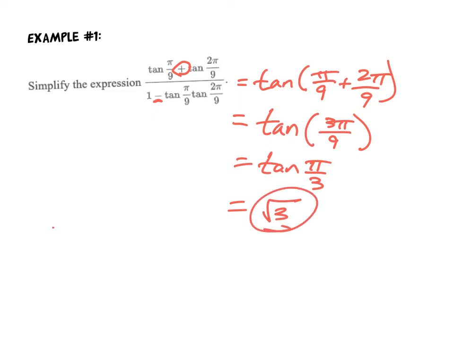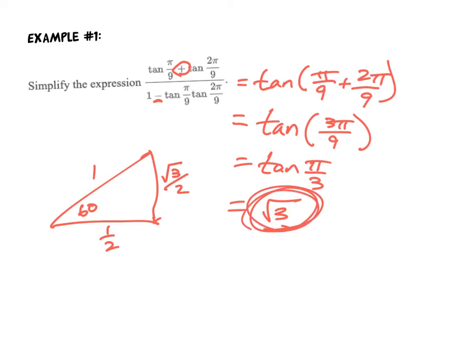And the reason why I know that is because if I have a 60-degree angle, which is pi over 3, the side opposite is root 3 over 2. This is 1/2, and this is 1. So then the tangent is root 3 over 2 divided by 1/2, which simplifies to root 3. So we simplified that expression using the addition formula for tan s plus t.